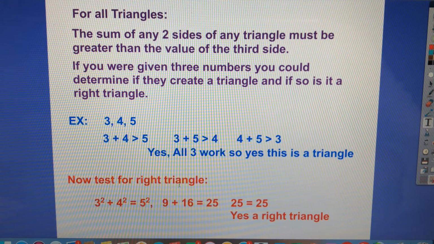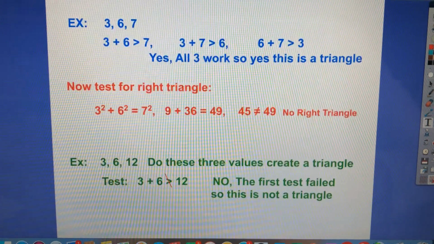Now let's test if it's a right triangle. Longest side becomes C. 3 and 4 become the legs. I calculate each of the squares, and I get 25 equals 25. So yes, this is a right triangle besides.